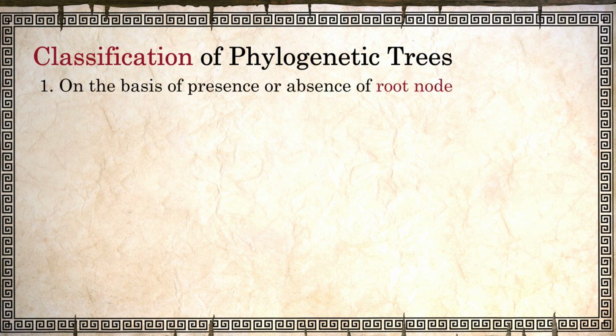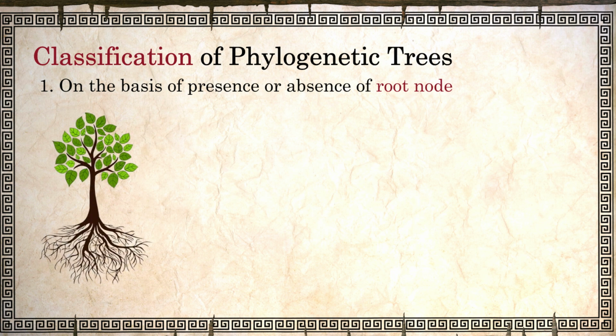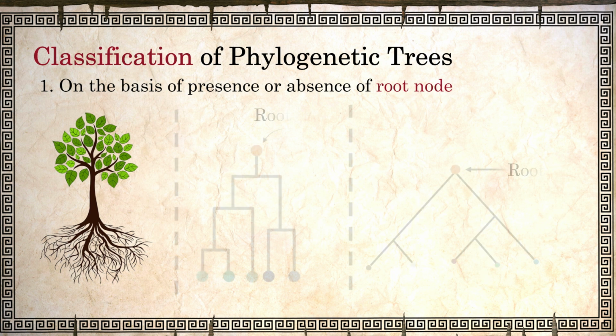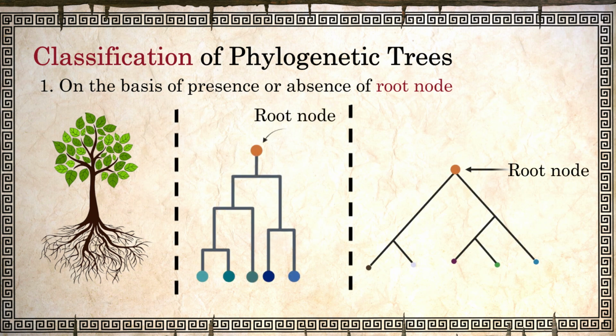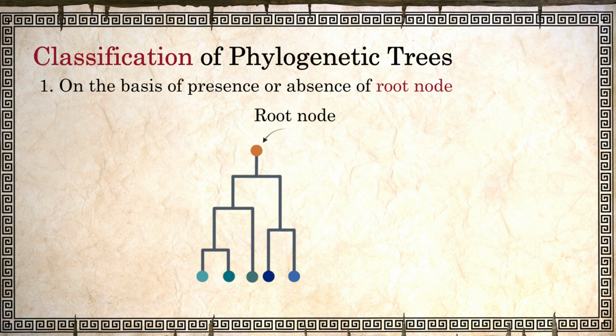So the first criterion of classification of a tree is the presence or absence of the root. The root or the root node is the starting point of the tree. Consider a natural tree. The tree grows above the ground from the root. This means a root is the starting point of the natural tree. With the same analogy, the root node represents the ancestor organism from which other organisms are assumed to have evolved. So if the tree has the root node, then such a tree is called a rooted tree. And if the root node is absent, then the tree is referred to as an unrooted tree.